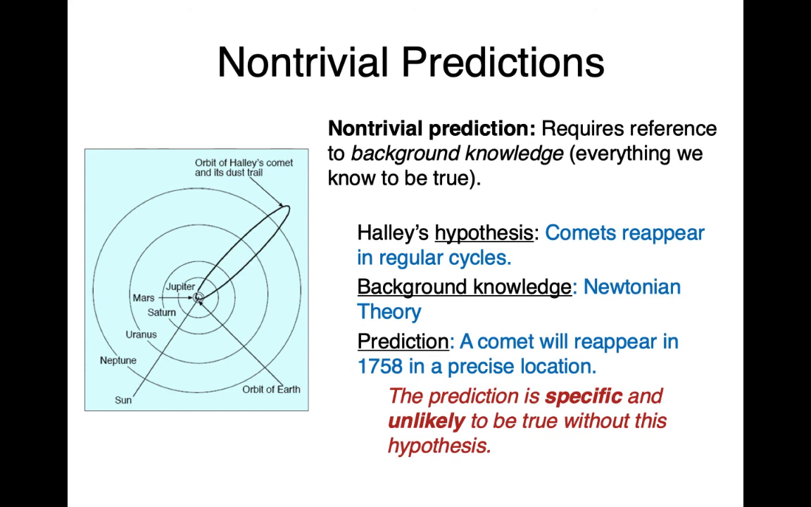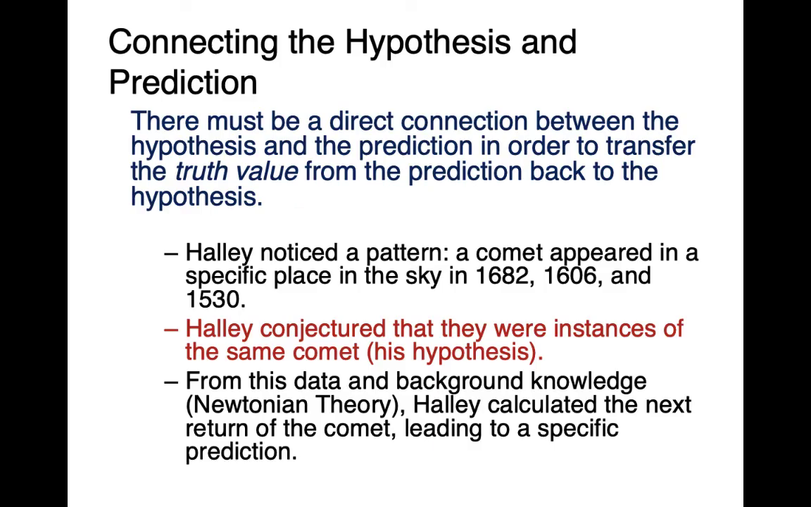So, Halley ran this risk. He says, well, we're going to see it come back at a specific time in 1758. If we don't see it, then I'm wrong. So let's connect the hypothesis and the prediction here. There must be a direct connection between the hypothesis and that prediction in order to transfer the truth value from the prediction back to the hypothesis.